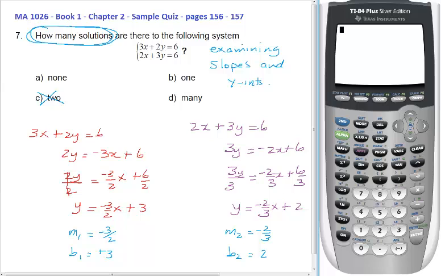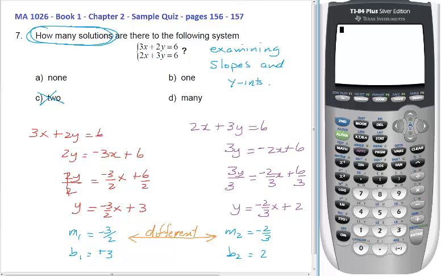Now compare the slopes. Let's look at our slopes first. What do you notice? Well, they're different, aren't they? -3 over 2 is not equal to -2 over 3. So our slopes are different. Now when the slopes are different, that means the lines will intersect in one point. So the lines will intersect in one point. I don't even have to worry about the y-intercepts. If the slopes are different, that means we have intersecting lines.